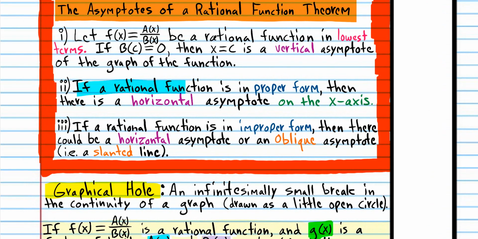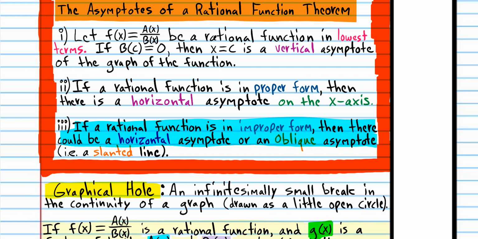Now, if a rational function is in proper form, then there is a horizontal asymptote on the x-axis. And if a rational function is in improper form, then there could be a horizontal asymptote, or an oblique asymptote, which is a slanted line. And I actually refer to curved asymptotes. That's when the graph of a function approaches some curved, invisible function, and that's not really formal, but I'll refer to curved asymptotes in the next class.